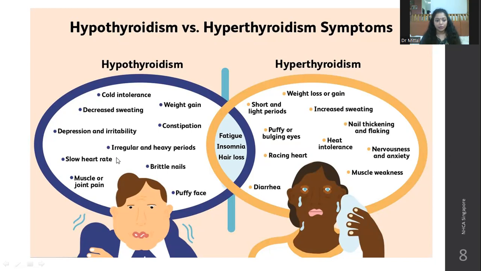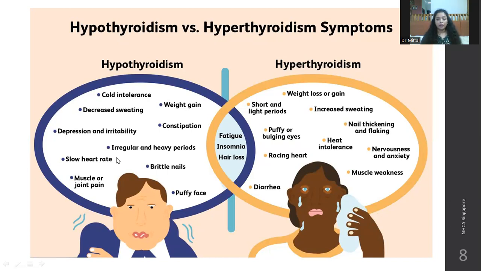Brittle nails, easily breakable nails, puffy face, joint pain, muscle pain, fatigue, insomnia, hair loss can be associated with both of the conditions. Both of the extremes will show a certain degree of hair loss, insomnia, sleeplessness, fatigue, too much tiredness, not having any interest to do any activity.